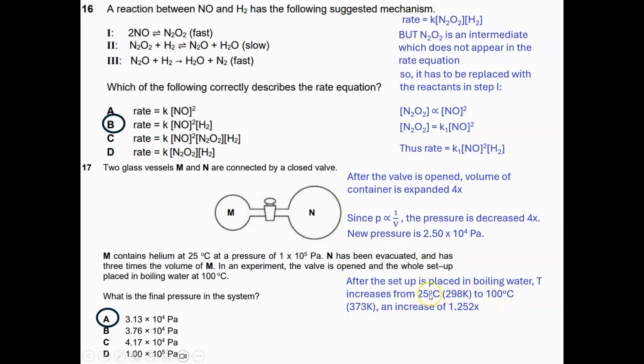Common mistake here is when you fail to convert, but always remember when we're dealing with gases such as PV equals nRT, temperature is always in kelvins. So the temperature increases from 298 to 373, which is 1.252 times. So my new pressure would be this times 1.252, because pressure is directly proportional to temperature. So my final pressure is this, which is A.